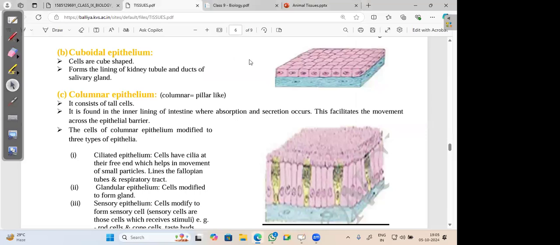Okay, so this is what we were doing. We had done the cuboidal epithelium, we had done the columnar epithelium, and we had seen some of the functions also. So just as a review, let's have a look at what their functions and locations were.